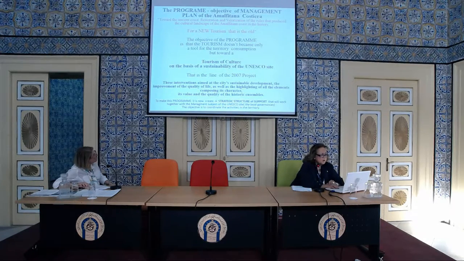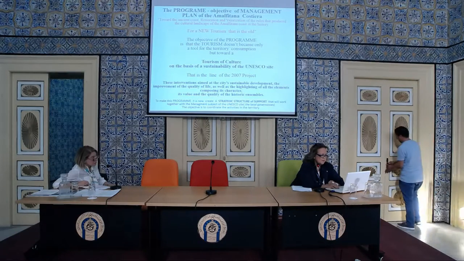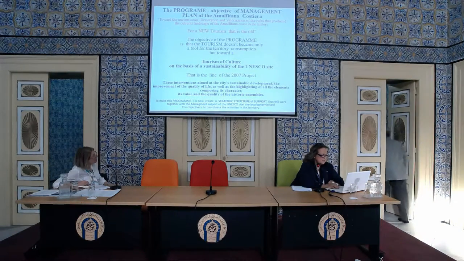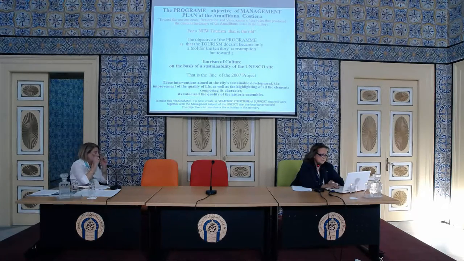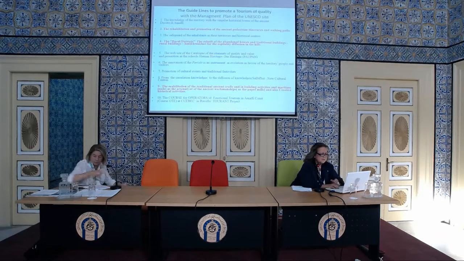unescoamalfitanacoast.it. The program of the management plan of the Costiera is a tourism of culture on the basis of a sustainable UNESCO site. This intervention aims at the city's sustainable development, the improvement of quality of life, as well as the highlighting of all the elements composing its character, its value, and the quality of the ensemble. Also very important, a strategic structure to support this program is the local governance and the superintendence. And this is all the line of the tourism of quality promoted by the management plan.